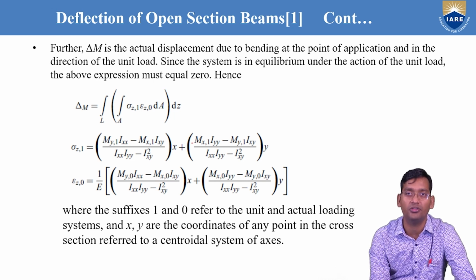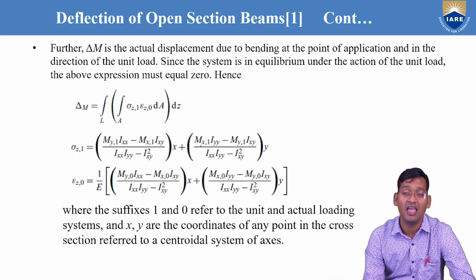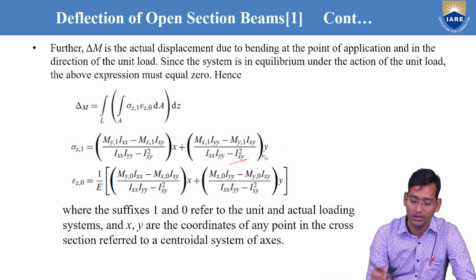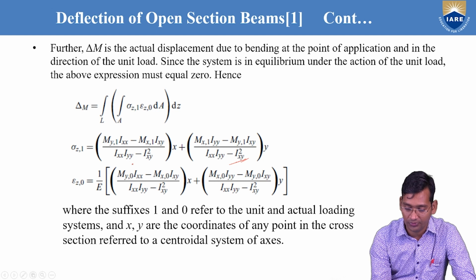So here let's see: My,1 Ixx minus Mx,1 Ixy, by Ixx Iyy minus I square xy, into x, plus Mx,1 Iyy minus My,1 Ixy, by Ixx into Iyy minus I square xy. So this is for the y term, into y.